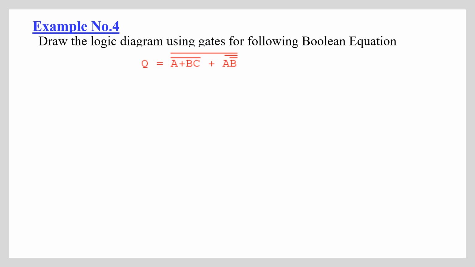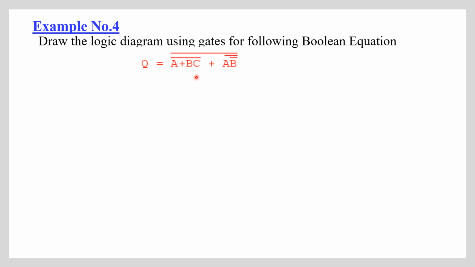Now let us see the fourth example. Here, draw the logic diagram using gates for the Boolean equation. So you are given the equation and you have to draw it by using the gates. What is the equation? Q is equal to (a plus bc)' plus (ab')' and the whole bar. So first we will see how to draw a plus bc.